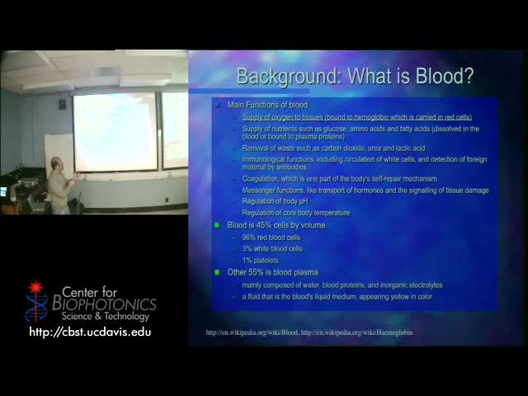It transports hormones and the signaling of tissue damage. So your body actually knows if something's wrong with it. It sends signals to the rest of the body so that the body can prepare for it and take care of it. It helps you regulate your body pH.